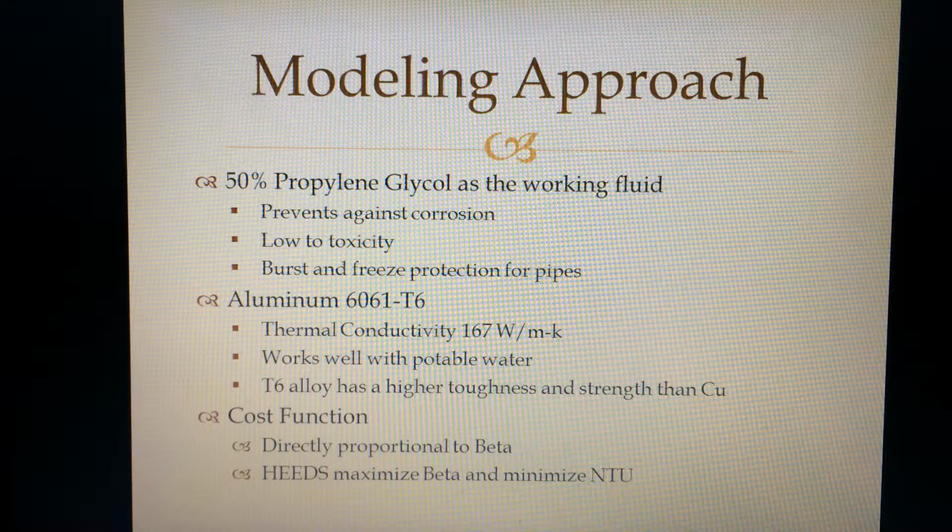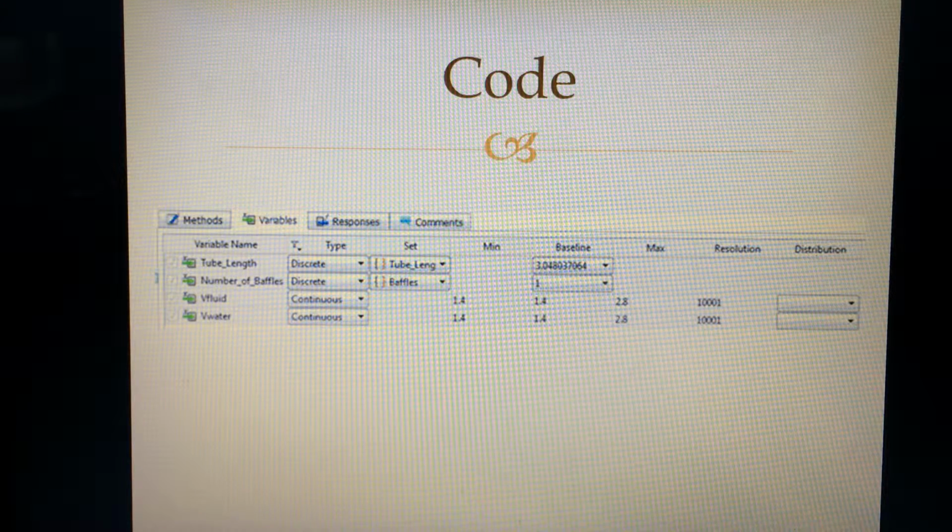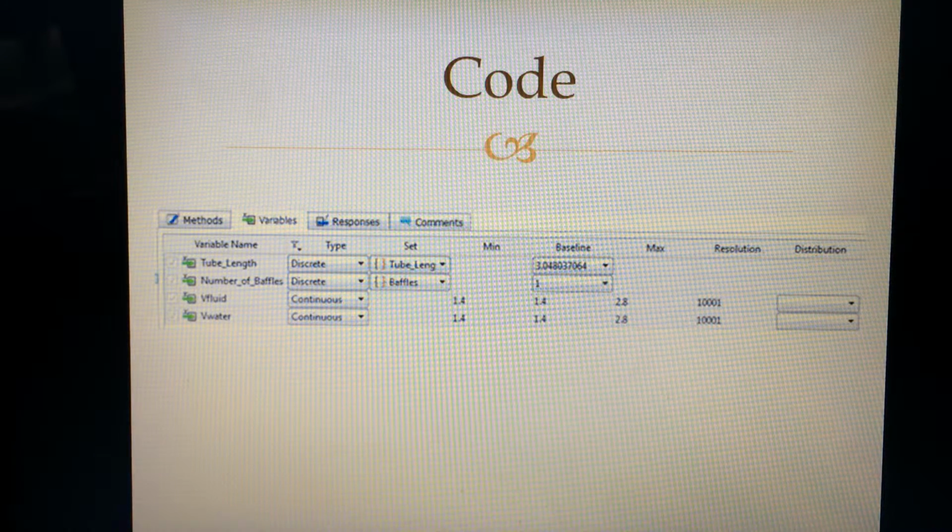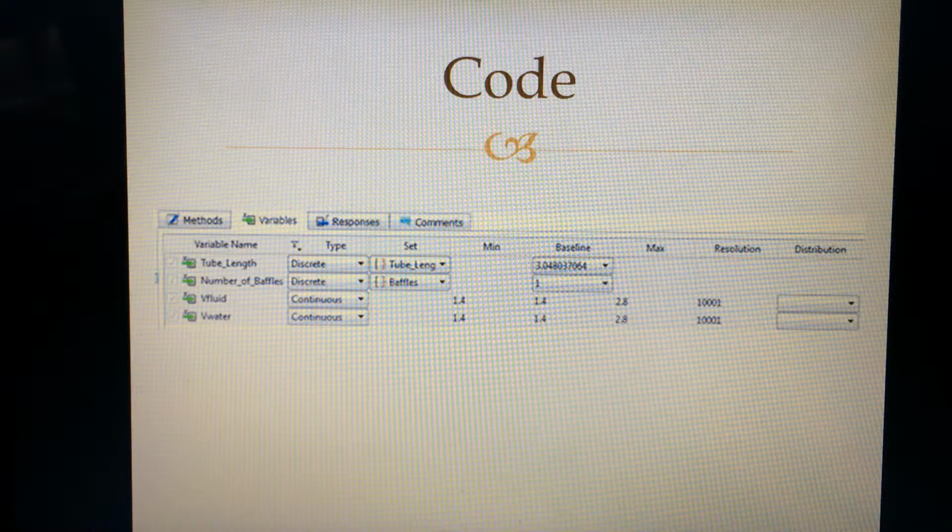The cost function was directly proportional to beta, and using HEEDS, the cost function allowed us to maximize beta and minimize the NTU. In HEEDS, we used 4 variables to optimize our heat exchanger. These included the tube length, the number of baffles, the velocity of the fluid, and the velocity of the water.